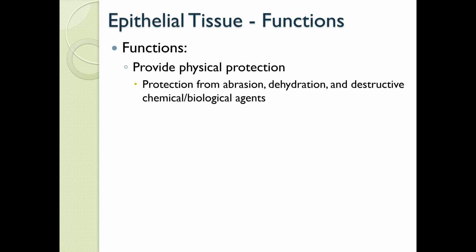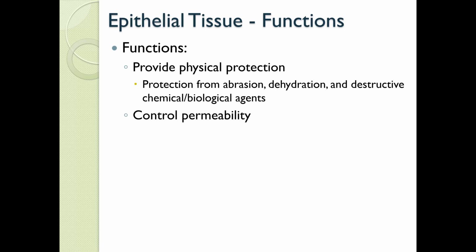Now we will cover the functions of epithelial tissue. The first function is to provide physical protection. That's what linings do. They provide protection from abrasion, dehydration, and destructive chemical or biological agents. For example, your epithelial linings help keep bacteria from getting inside your body.